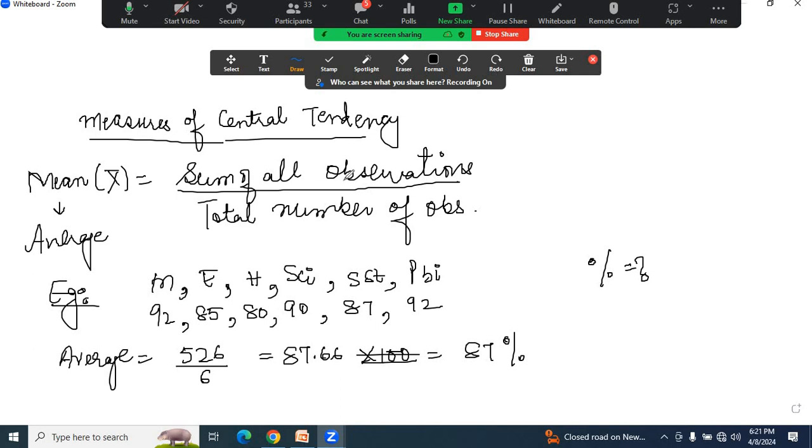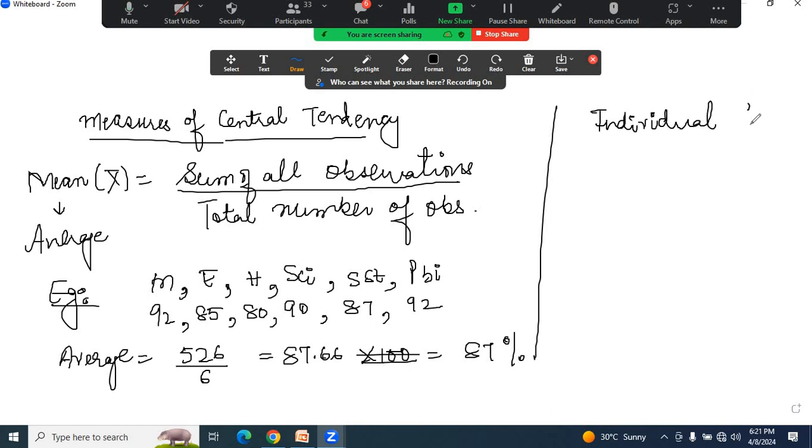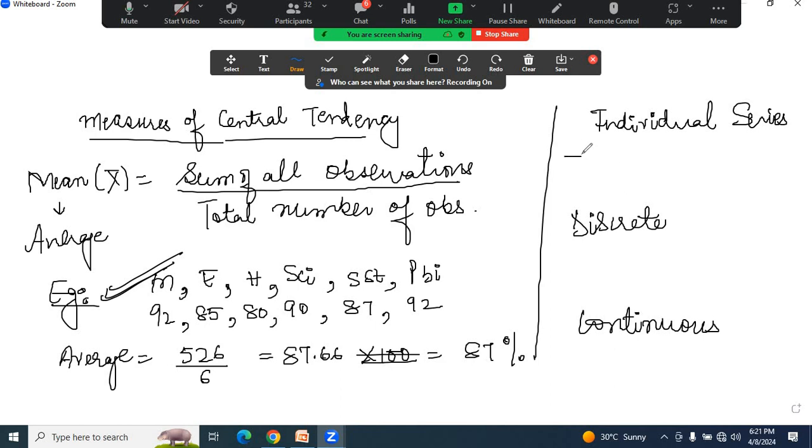Children, are you aware of types of series? Have you heard the words individual series, discrete series, continuous series? Anyone who is aware of these types of series? Because in every type of tendency we need to deal with them. Like this was individual. In individual series we have only and only observations.